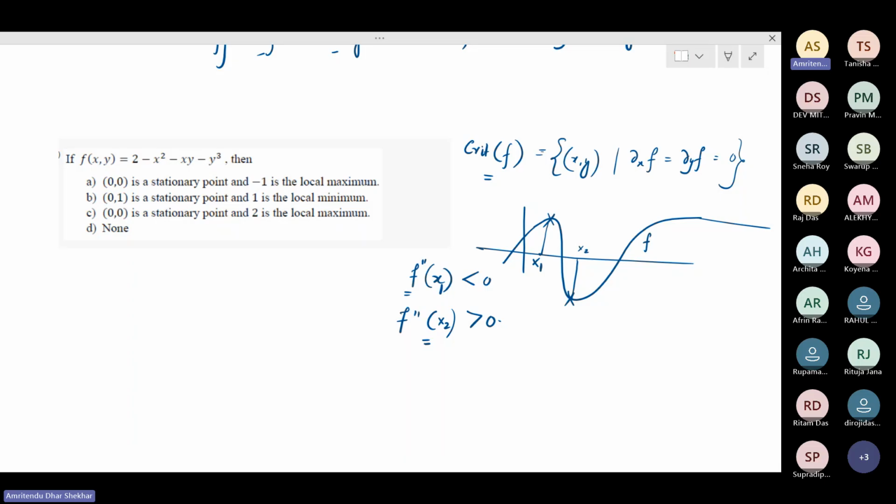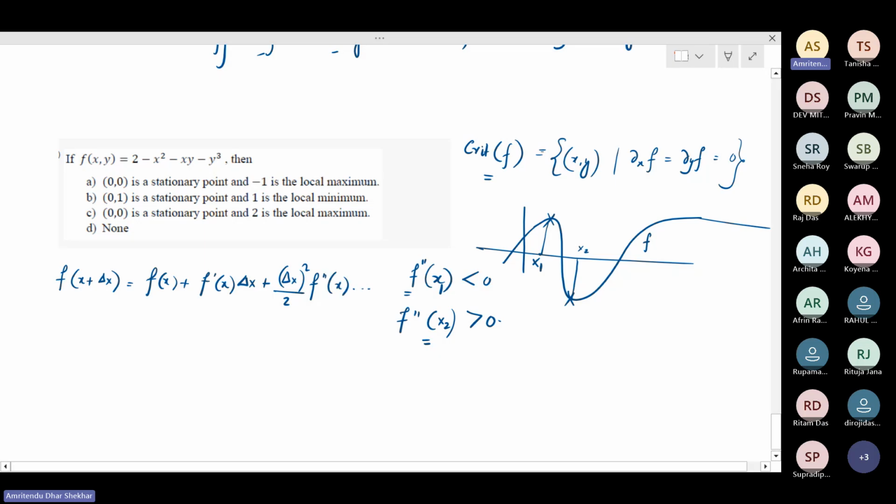Well, that's because when you write the Taylor expansion of a function, what does it look like? f of x plus some delta x is equal to f of x plus f dash of x times delta x, plus delta x squared by 2 factorial times f double dash of x, and so on.